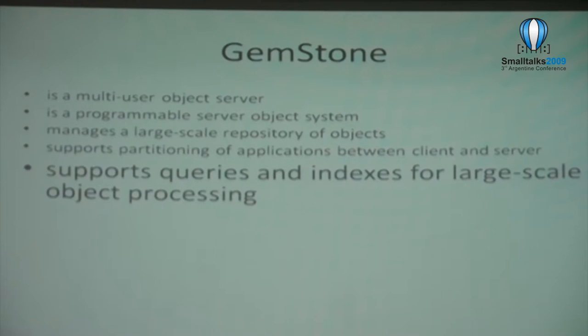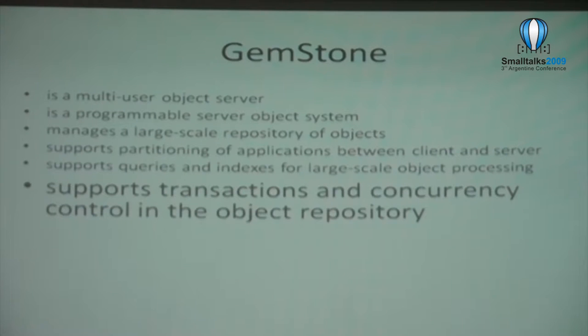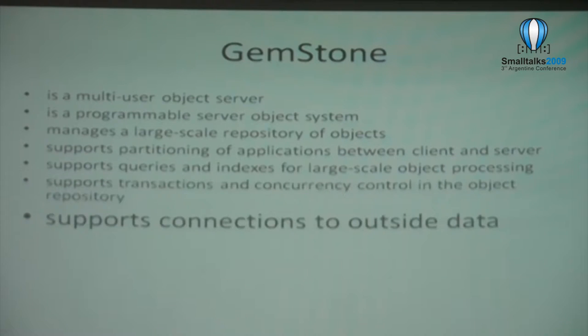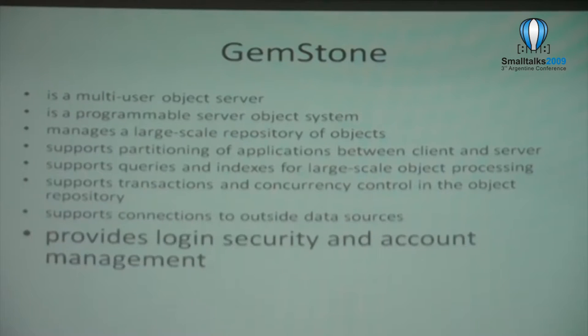GemStone supports queries and indexes for large-scale object processing. So you can have millions of objects in a collection and in a millisecond find one object in a very short time. Supports transactions and concurrency control in the object repository. Again, full database semantics. Supports connections to outside data systems. Login security and account management, some of the things that you would expect to get from a database system.